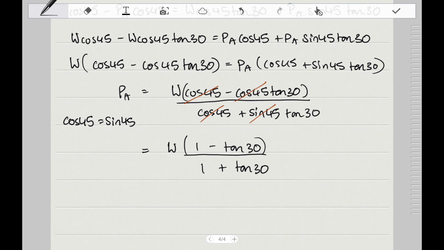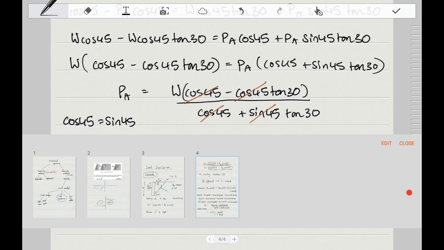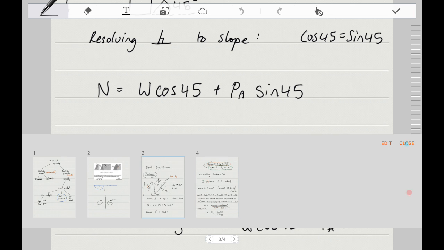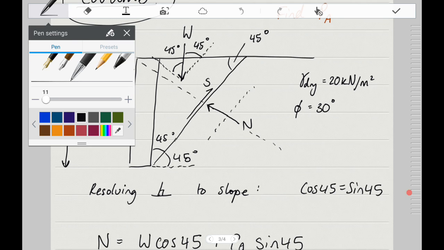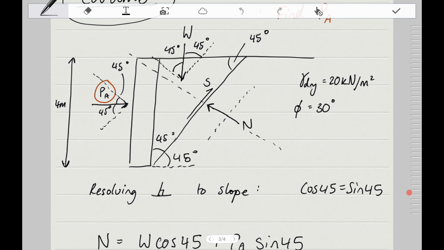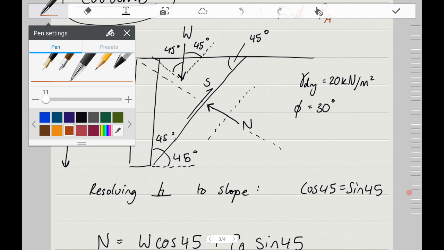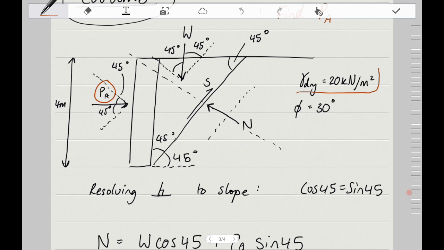Alright, now what's W? We've got gamma times this triangle, which is in meters squared. So you can just think, if you want a force, just multiply by an area. So I'm going to do 20 multiplied by the area of this triangle. That will give me my W.